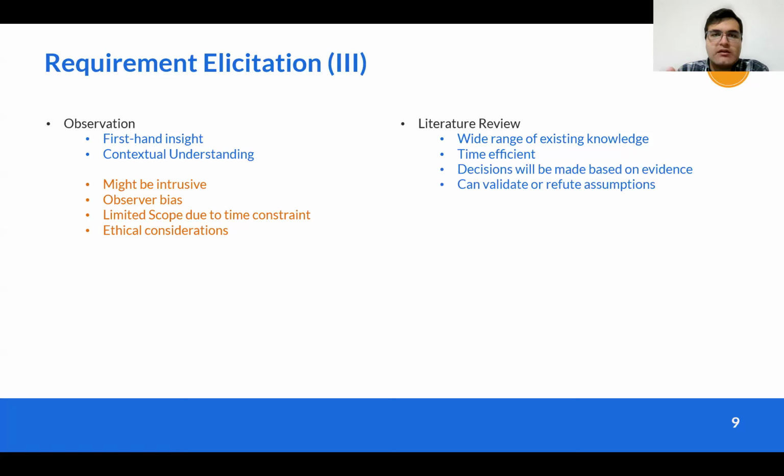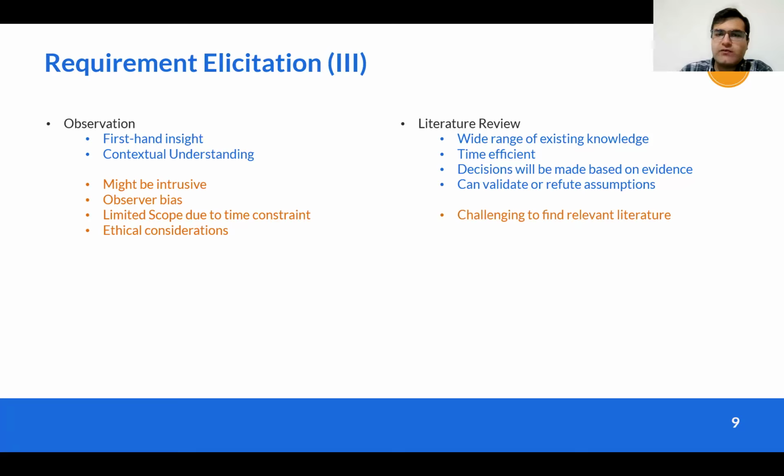Okay, and it can either validate assumptions you've made, again, because whenever you're developing a system, you start off with assumptions, right? So when you do literature review, you can find out whether you were correct or whether you need to change your approach, okay, based on how previous people have done it.